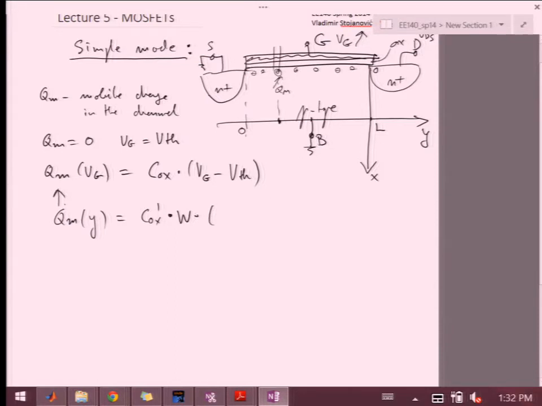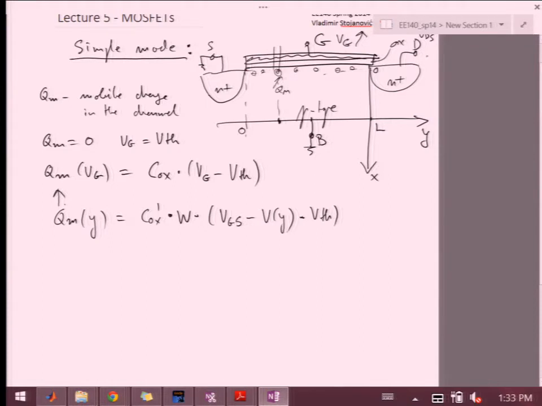Okay, so that is equal to VGS minus V of y minus V threshold. So why did I write this here? If you take a look, if there is some potential between source and drain, right, all these points over here are not going to be at the same potential. Right? They're at the same potential only if drain is also at 0.